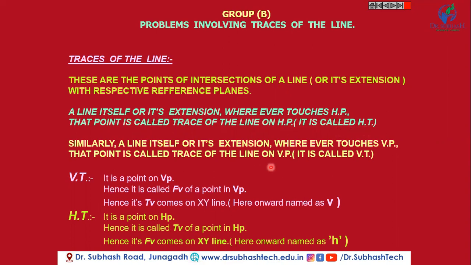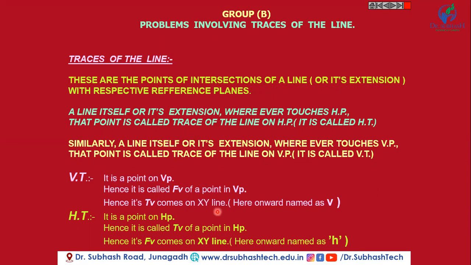Similarly, a line itself or its extension, wherever it touches the vertical plane, that point is called the trace of the line on VP, or the vertical trace. In short, remember that VT means the vertical trace. It is a point on VP, hence it is the front view of a point in VP. Hence, its top view comes on the XY line.